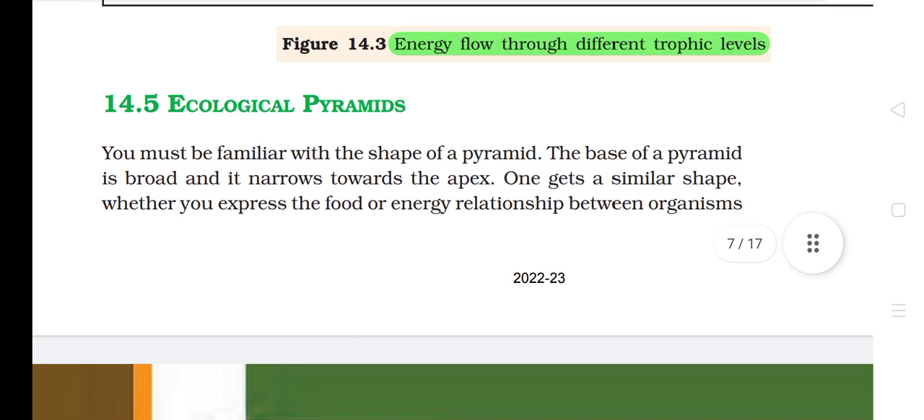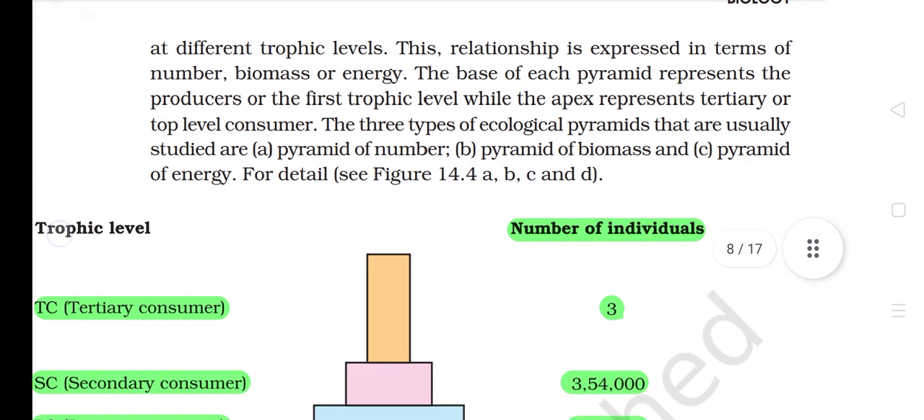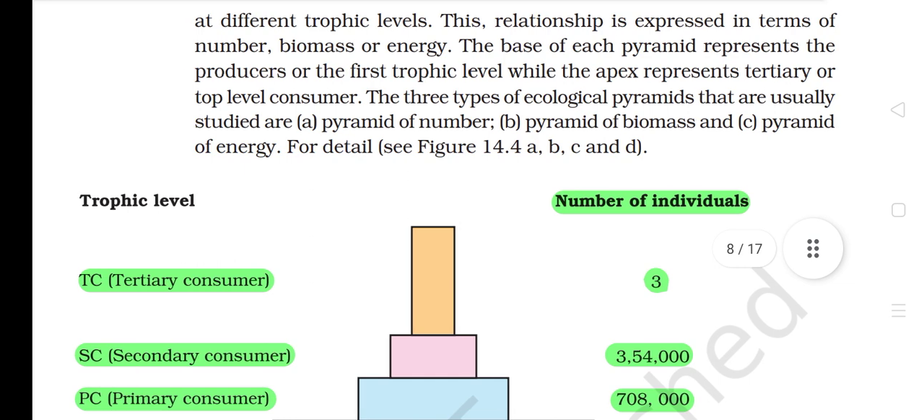14.5 Ecological Pyramids. You must be familiar with the shape of a pyramid. The base of a pyramid is broad and it narrows towards the apex. One gets a similar shape whether you express the food or energy relationship between organisms at different trophic levels. This relationship is expressed in terms of number, biomass, or energy. The base of each pyramid represents the producers or the first trophic level, while the apex represents the tertiary or top-level consumer. The three types of ecological pyramids that are usually studied are pyramid of number, pyramid of biomass, and pyramid of energy. For details, see figure 14.4 A, B, C, and D.